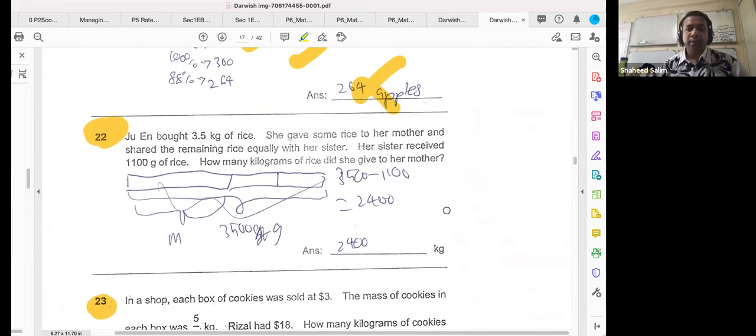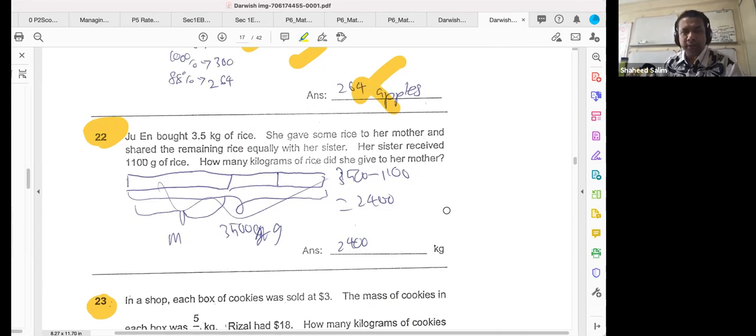Next one now. Su Earn bought 3.5 kg of rice. She gave some rice to her mother and shared the remaining rice equally with her sister. Her sister received 1,100 grams of rice. How many kg of rice did she give her mother?